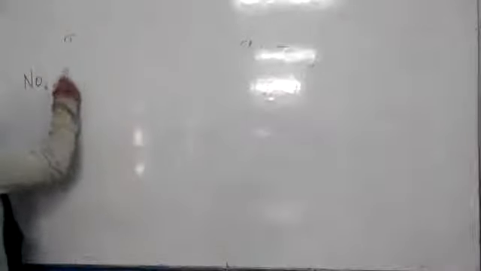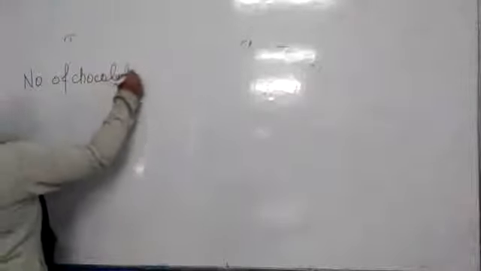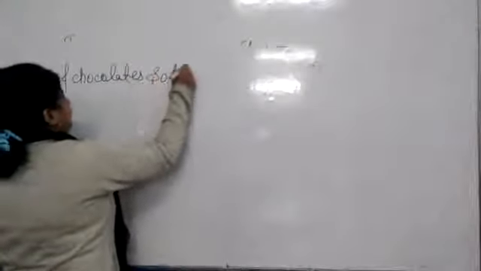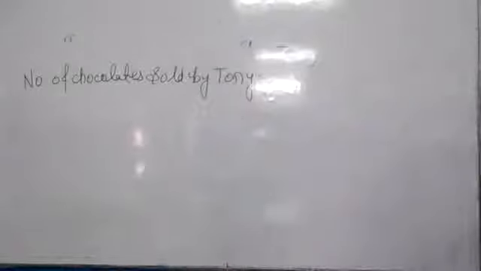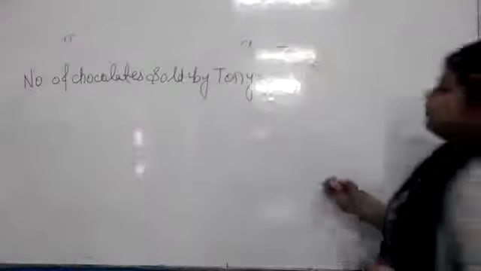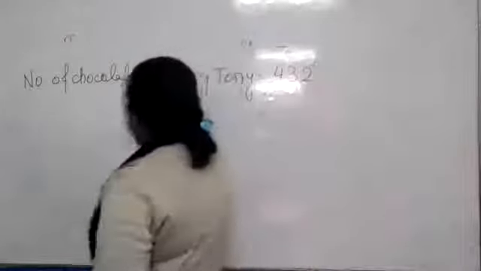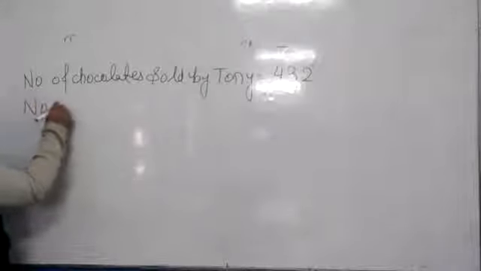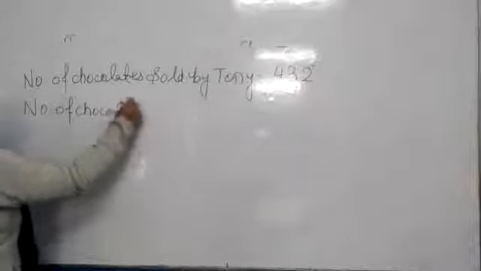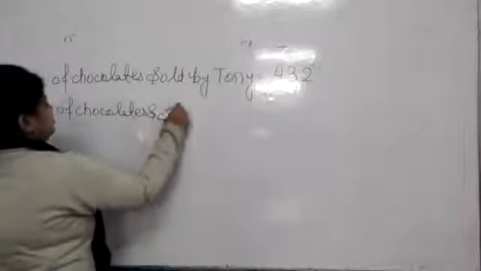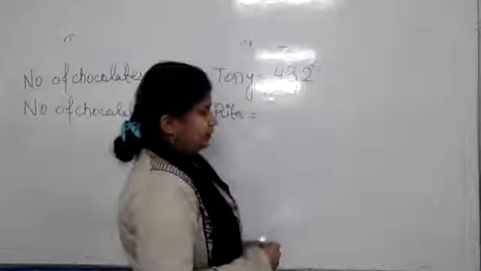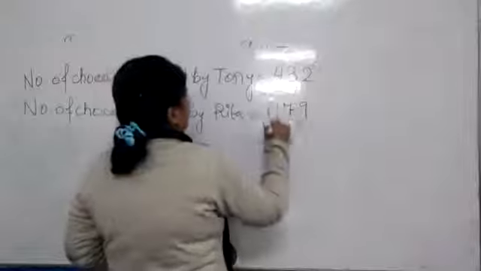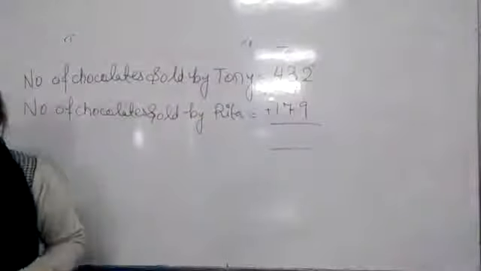So the first statement will be number of chocolates sold by Tony. Number of chocolates sold by Tony. So Tony ne kitni chocolates sell ki thi? 432. Then the next statement will be number of chocolates sold by his sister Rita. Rita ne kitne chocolates sold ki? 179, right? 179 chocolates Rita ne sold. Now add these two, in dono ko add kariye and you will get your answer.